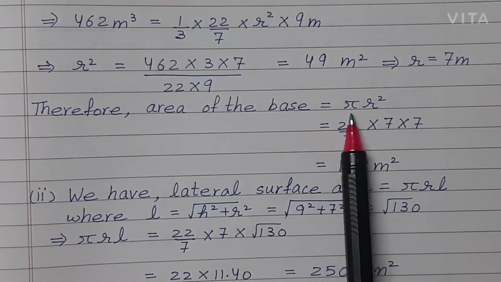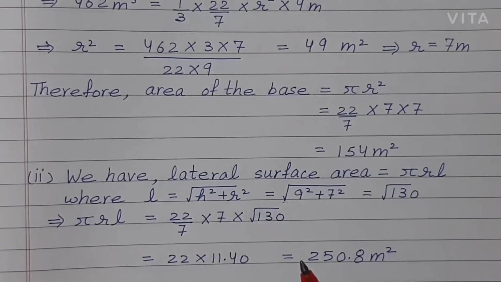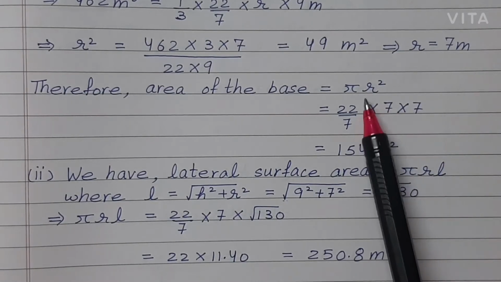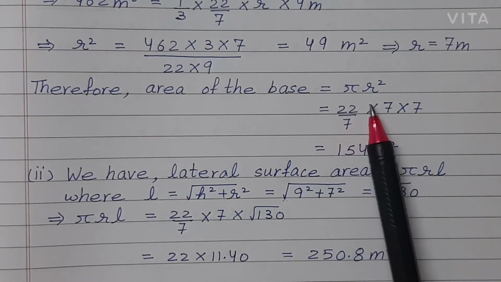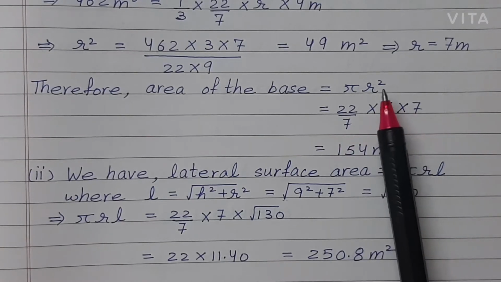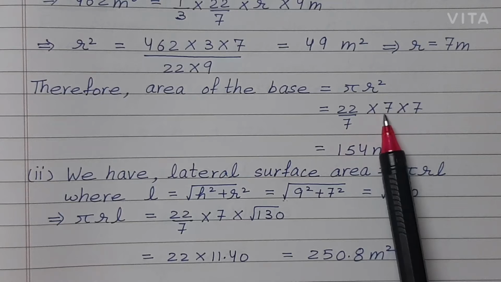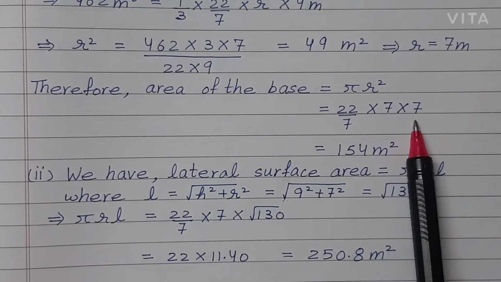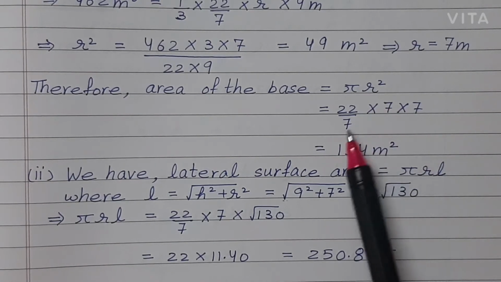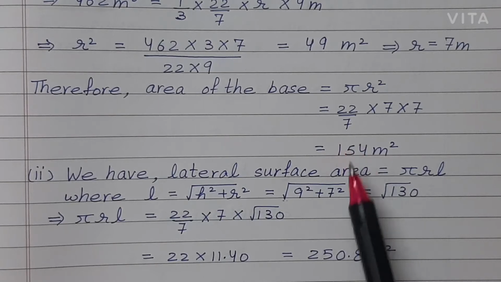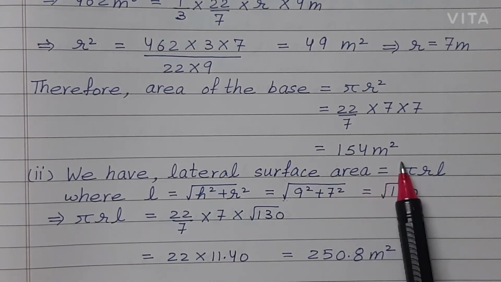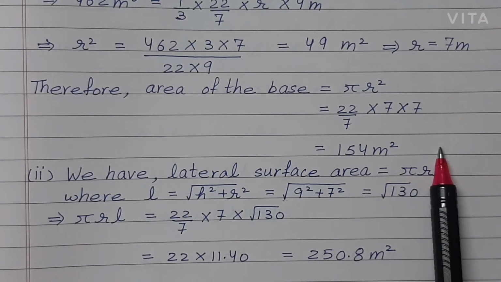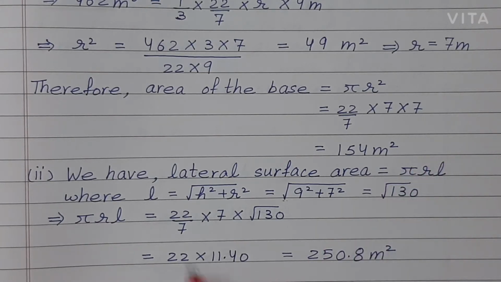Therefore, area of the base is pi r square. Why pi r square, students? Because in a cone, the base is in the form of a circle. So it is pi r square. Here r is 7, that is 7 into 7, and pi is 22 upon 7. So the answer is 154 meter square. Now let us see the second part.